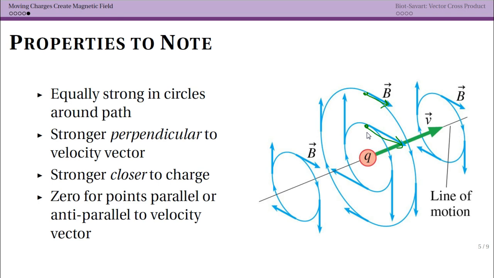Finally, your field is actually going to be 0 for points that are parallel or anti-parallel to the velocity vector. So that means along this line itself, B is equal to 0. And same for the points immediately ahead. So there are some points in space where your magnetic field is going to be 0. And note that that's again coming from the angle.